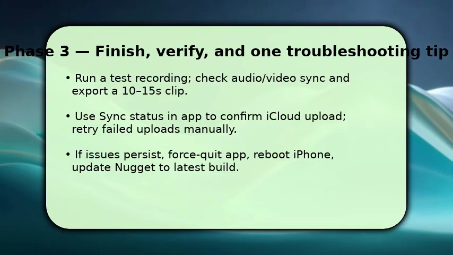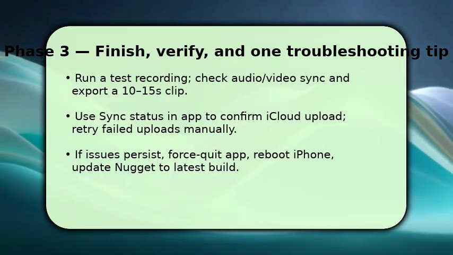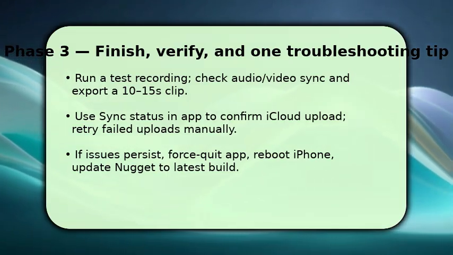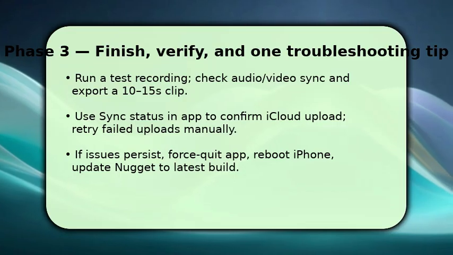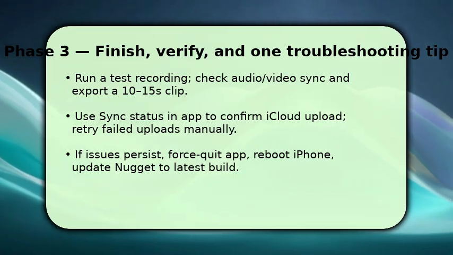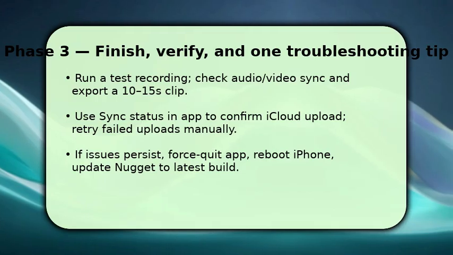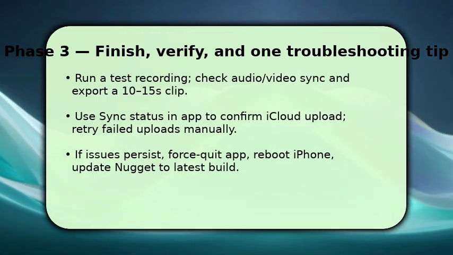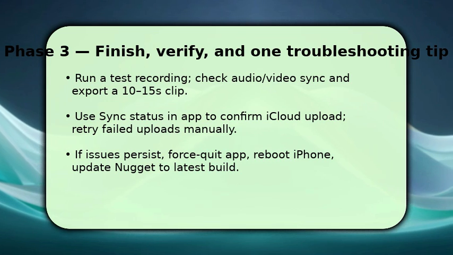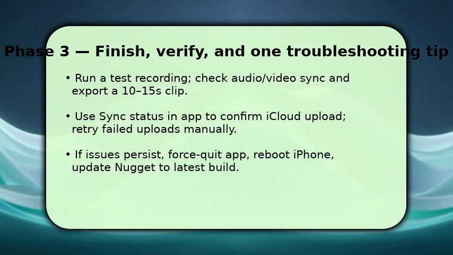If recordings stutter or permissions appear blocked, force quit Nugget and reboot your iPhone, then update the app to the latest build. One key troubleshooting tip: if audio drops, re-grant microphone permission in settings and recalibrate input levels. This fixes most capture problems.